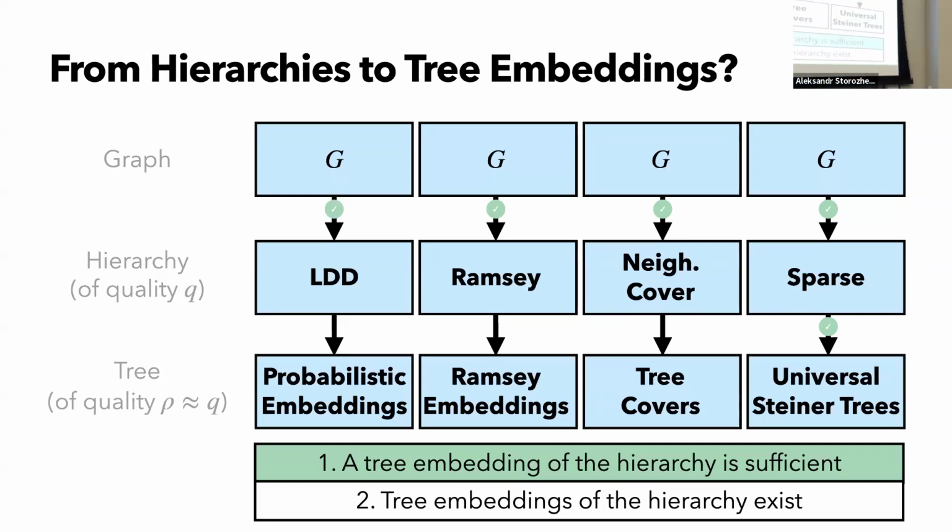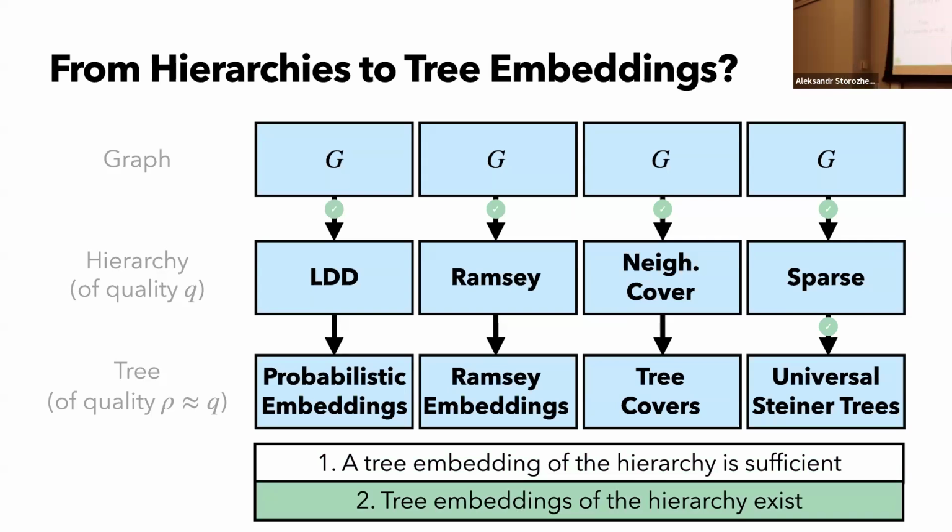If you want to construct a hierarchy of LDDs, low diameter decompositions, it's very easy to do that, in a way that's much easier than trying to go straight for probabilistic tree embeddings, which are spanning trees. The downside, though, is that we know that if you could embed this hierarchy into a tree, then you would end up with a good probabilistic tree embedding. But we don't know that tree embeddings of these other sensitive hierarchies exist.